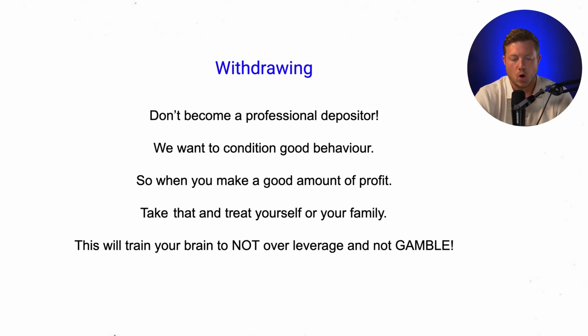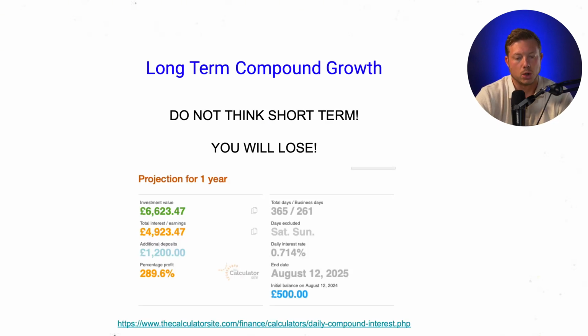So when it comes to withdrawing, don't become a professional depositor. We want to condition good behavior. It's almost like teaching a child or a pet or a new puppy. So when you make a good amount of profit, take that, treat yourself, treat your family, buy yourself something nice, or treat yourself to something that you wouldn't necessarily normally buy. This way you train your brain not to over leverage, not to gamble, and to reward good behavior.